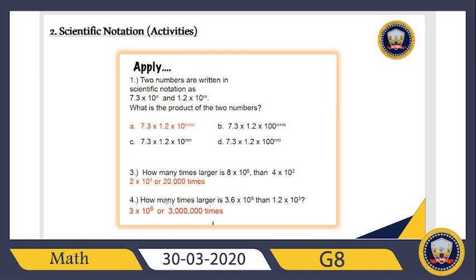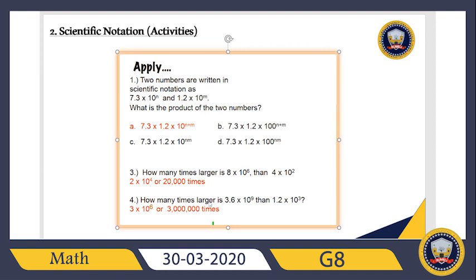The same thing here. How many times larger is 3.6 times 10 to the power of 9 than 1.2 times 10 to the power of 3? So you divide this one by this one. 3.6 divided by 1.2 gives you 3. 10 to the power of 9 divided by 10 to the power of 3 is 10 to the power of 9 minus 3, which is 6. So you can write it as 3 times 10 to the power of 6.